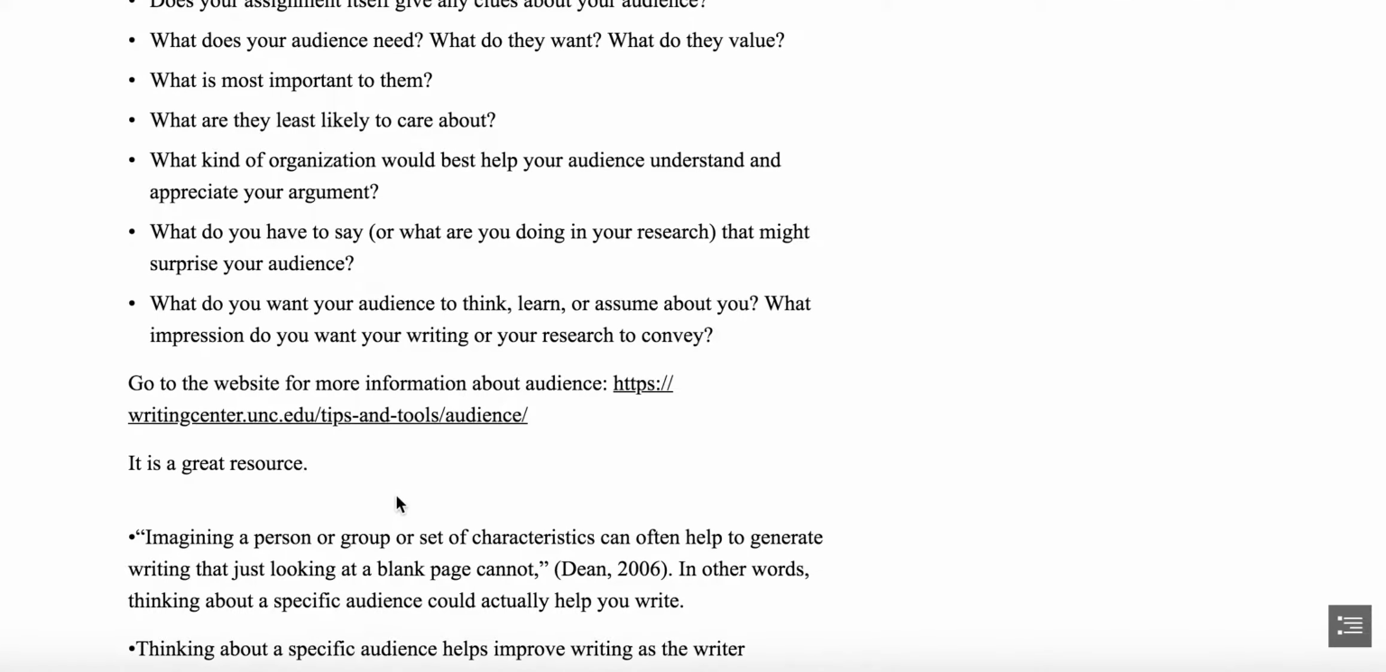What does your audience need? What do they want? What do they value? What is most important to them? What are they least likely to care about?